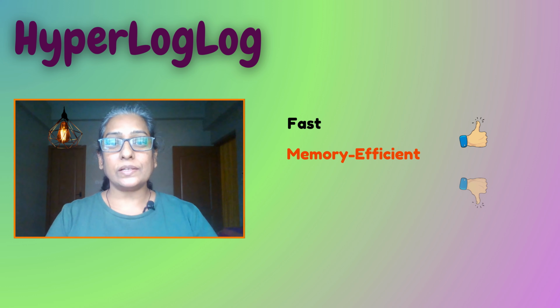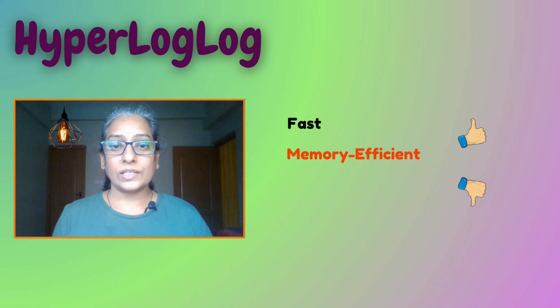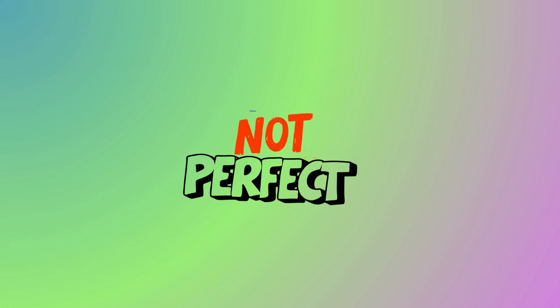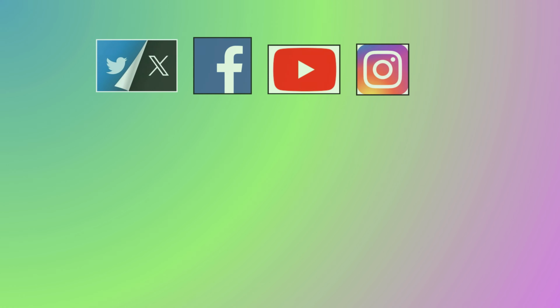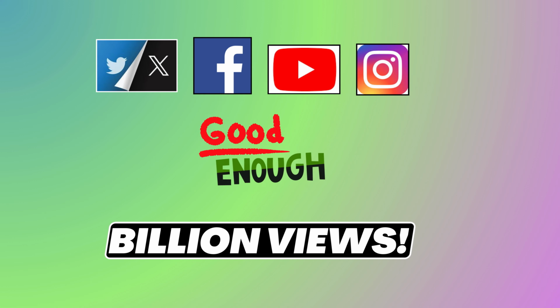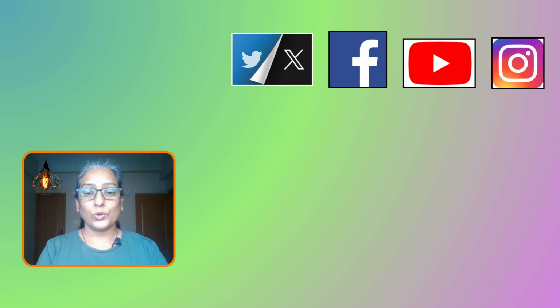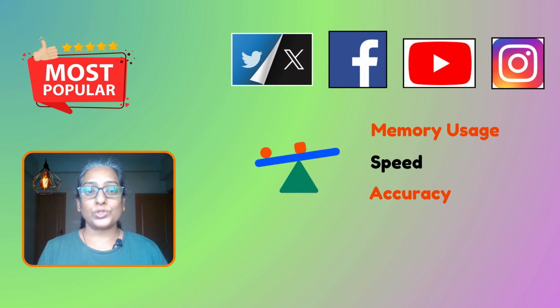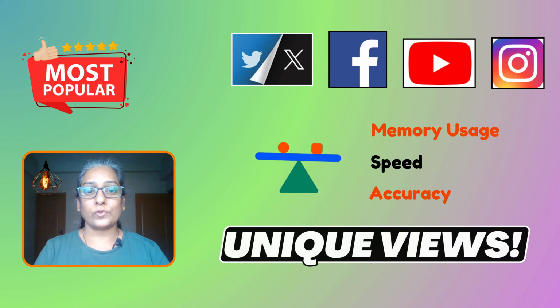But here is the trade-off. HLL provides only an approximation. The count might not be perfect, but for platforms tracking millions of views, this approximation is often good enough. For large-scale platforms like YouTube or Instagram, HLL strikes a balance between memory usage, speed, and accuracy, making it a popular choice for tracking unique views.